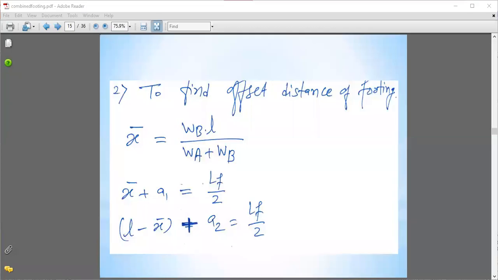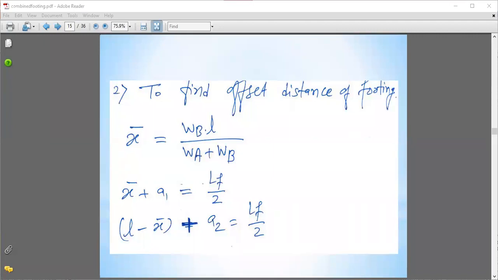What is that x bar? The offset distance of the column from one face of the footing. From one face we have to calculate the offset distance. X bar is equal to WB into L upon WA plus WB. We'll get the offset distance of the footing, that is the x bar.